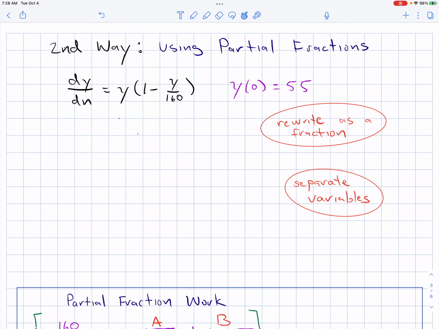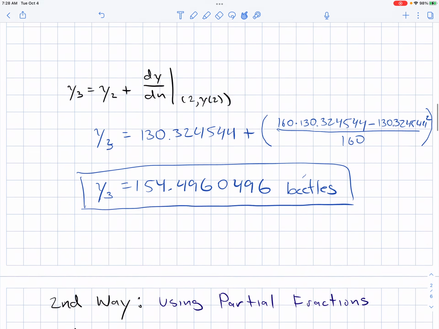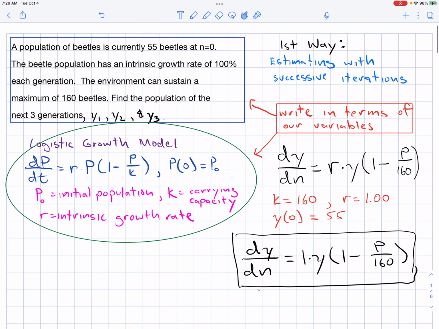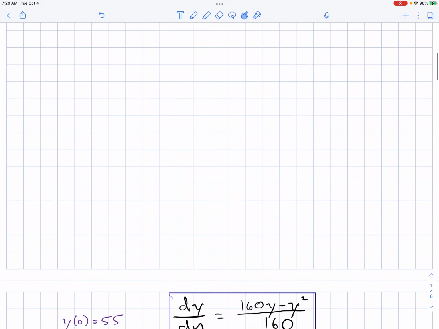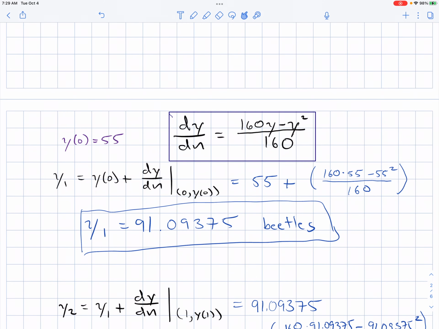We are looking at this example again. And just to recap, this example was the example with beetle population, and we used the logistic growth model to approximate the generations, y sub 1, y sub 2, y sub 3. And we estimated it with successive iterations, which essentially was based off of previous values. Like to get y sub 1, we use the initial population plus the rate at that point of population growth.